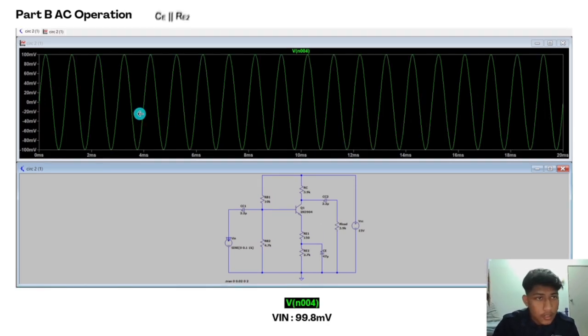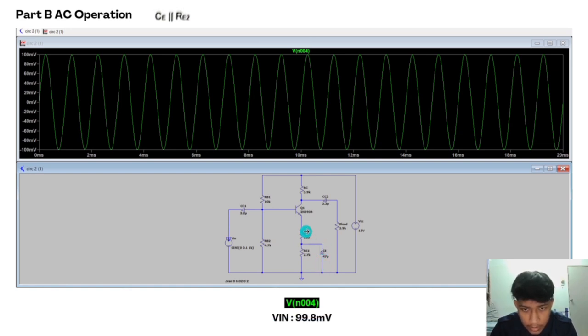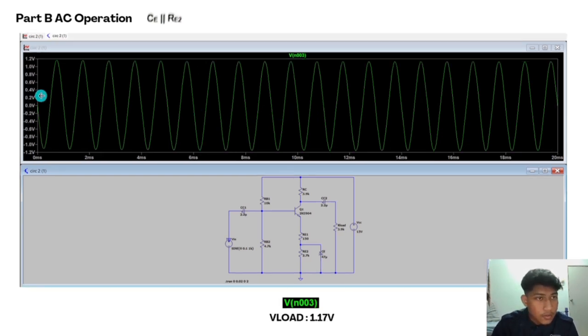For the third circuit, the capacitor CE is connected between RE1 and RE2. So the graph will show up. The Vin is 99.8 millivolts, and VLoad is 1.17 volts. I will pass to my friend Muhammad Zamrizal.